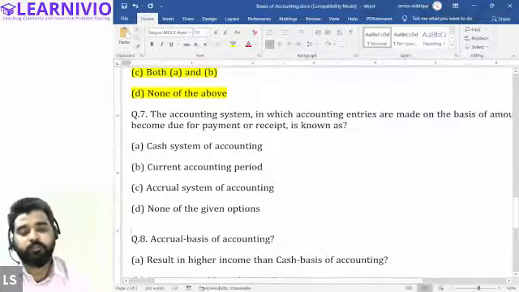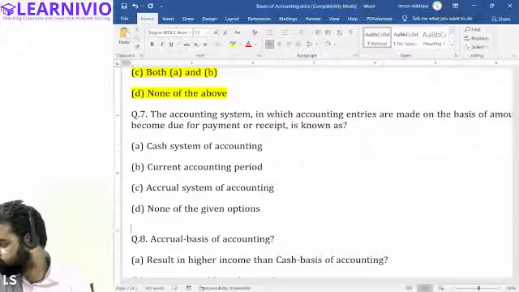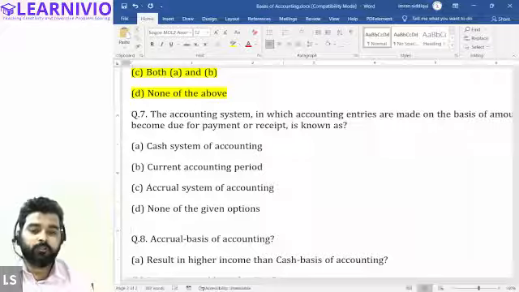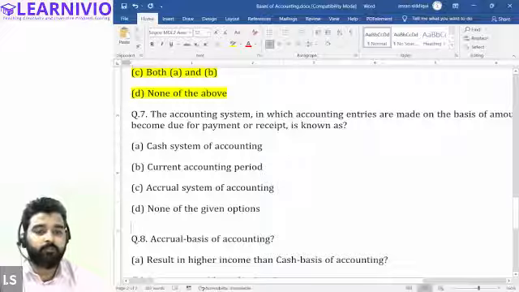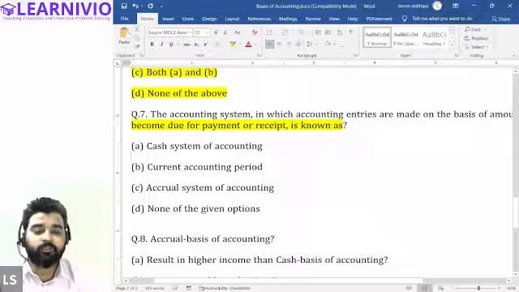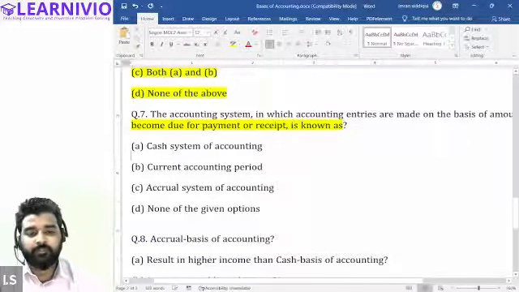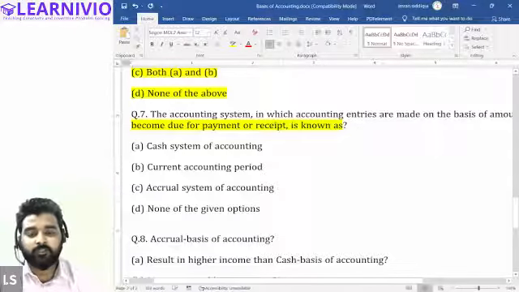Halima, question number seven: the accounting system in which accounting entries are made on the basis of amount becoming due or payment or receipt is known as? Cash system of accounting. Okay. Sameeksha? Sir, accrual system of accounting. Accrual system of accounting is more appropriate because here it is written that accounting entries are made on the basis of amount due or payment received. That means either the amount is due or the payment is received, and the transaction will be taken into consideration. So in the accrual system of accounting, this is done. In case of cash basis accounting, only the transaction that involves payment or receipt is taken into consideration, not recorded on due basis.